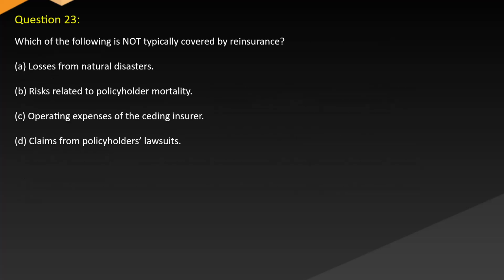Question 23. Which of the following is not typically covered by reinsurance? A. Losses from natural disasters. B. Risks related to policyholder mortality. C. Operating expenses of the ceding insurer. D. Claims from policyholders' lawsuits.